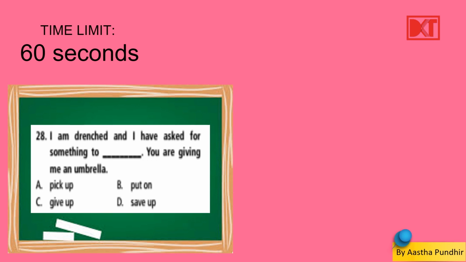Alright, now here we have: I am drenched and I have asked for something to dash, but you are giving me an umbrella. Something to pick up, something to put on, something to give up, or something to save up. So here the correct answer is: I have asked for something to put on. Put on actually means wear. I have asked for something to put on and you're giving me an umbrella.